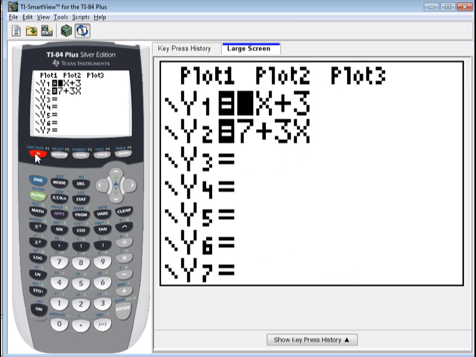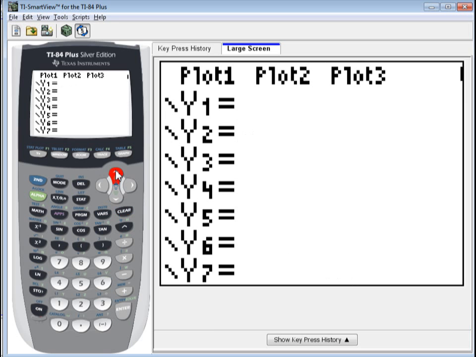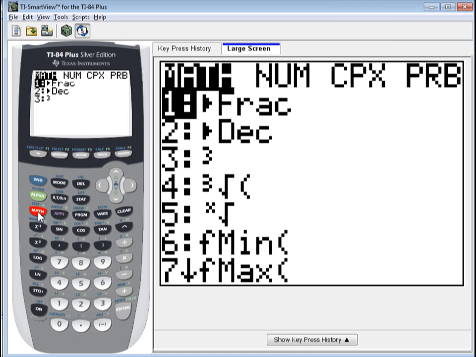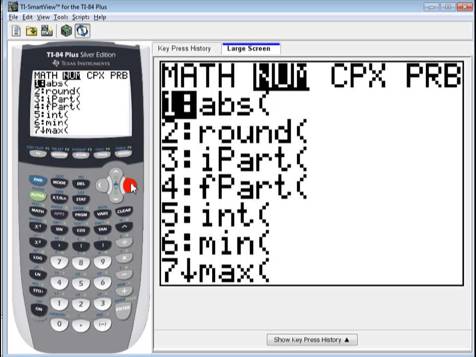I'm going to go to my y equals screen. I'm going to press clear to clear out the two equations that are there. And now I want to put in absolute value. Well, absolute value is not on one of these buttons. It's under math, an easy way to remember it. So if you press math, and then it's a numerical expression or a numerical function, so I'm going to go over to num. You have to remember this, so you might want to write that down. Math, num, and then ABS for absolute value.